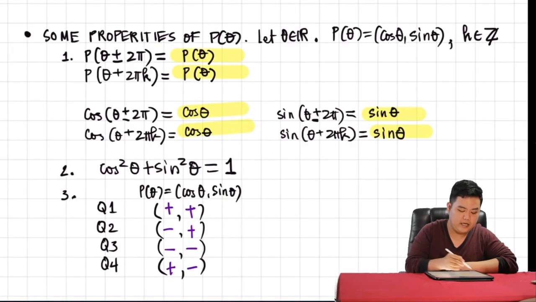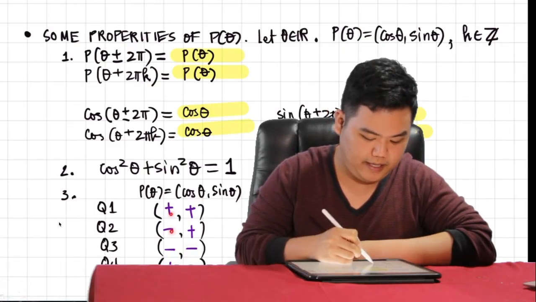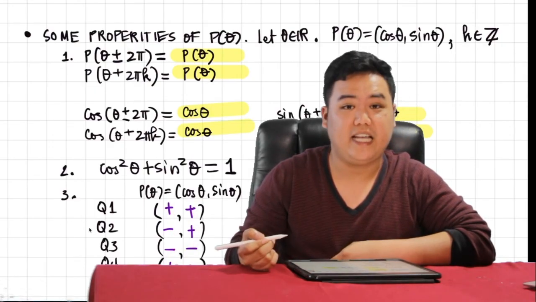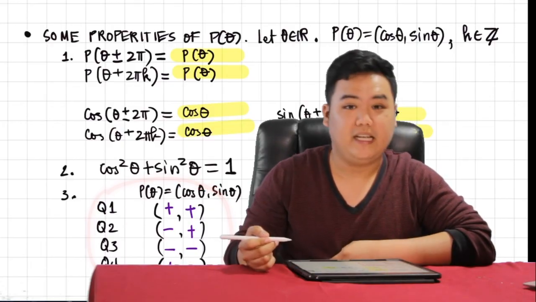And for the properties, P of theta plus 2 pi k equal to P of theta. So, ang ibig sabihin nito ulit, kahit magdagdag or magbawas ka ng kahit ilang 2 pi, integer multiple ni 2 pi, still get P of theta. And the same rule applies for cosine and sine. And one important equation that we learned for today, the equation that relates cosine and sine theta is cosine square theta plus sine square theta equal to 1. And depending on the location of P of theta on the unit circle, nag-iiba-iba yung signs ng cosine theta and sine of theta depending doon sa quadrant, as summarized by this table.